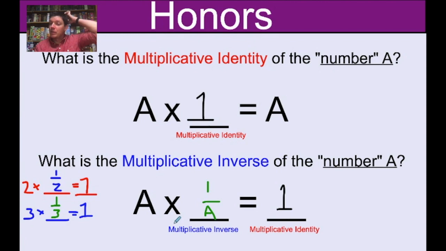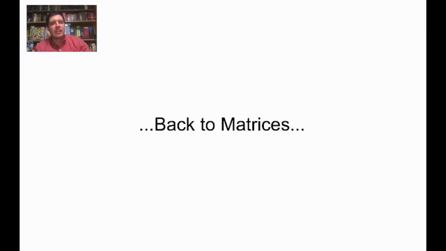All right, so that's a multiplicative inverse. It's something we multiply to something else to end up at the number 1. All right, now we're going to go into matrix land, and it's not going to be as easy as the additive one, but it's going to be kind of cool and definitely important.